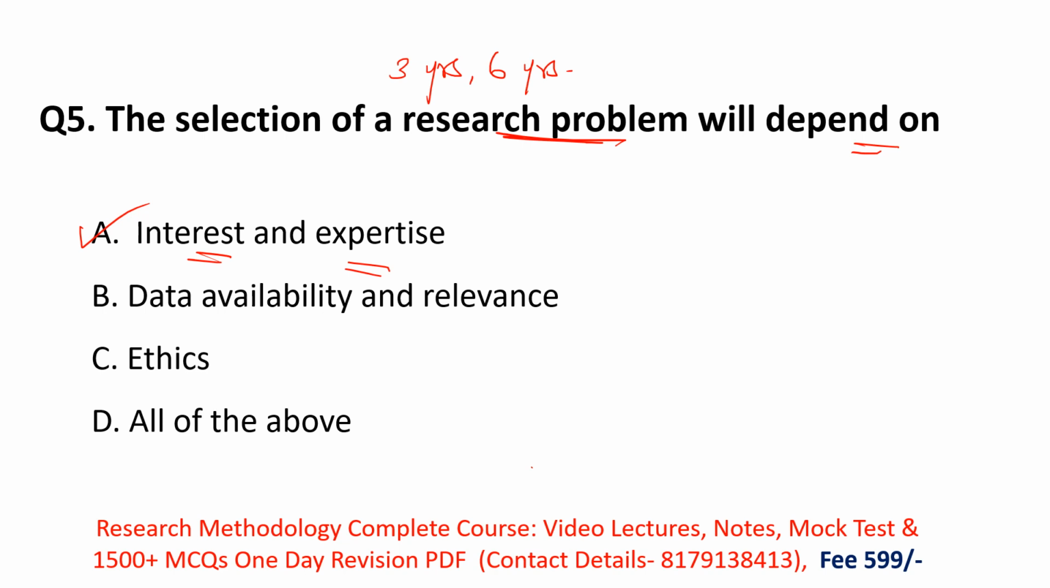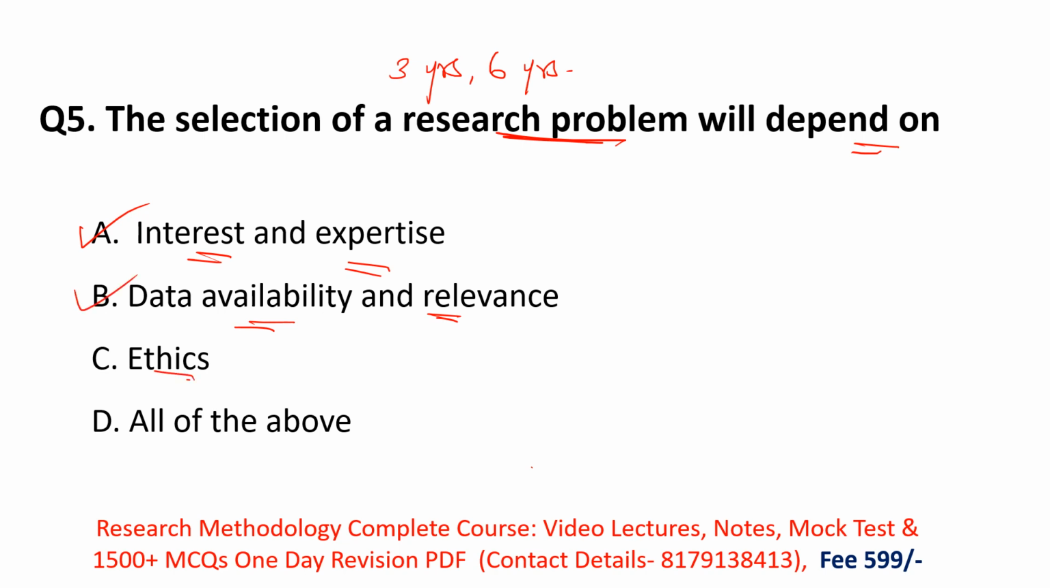And then option B, data availability and relevance. Yes, whatever research problem you are choosing, references should be there, meaning previous knowledge, what previous researchers did on that research topic. Something, some data should be there on your research problem previously. So here option B is also correct.